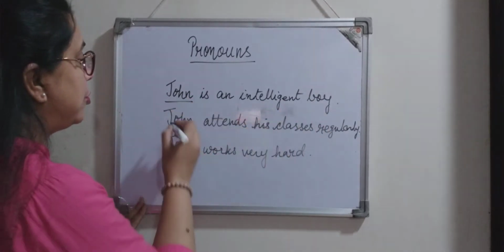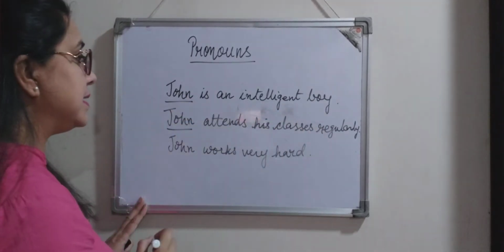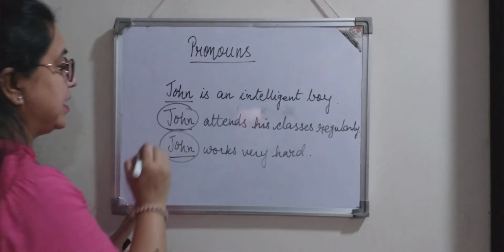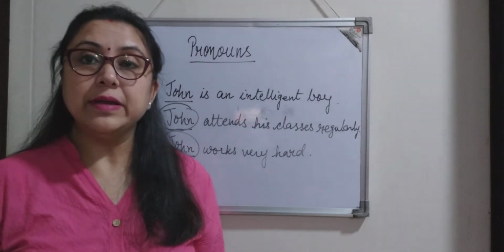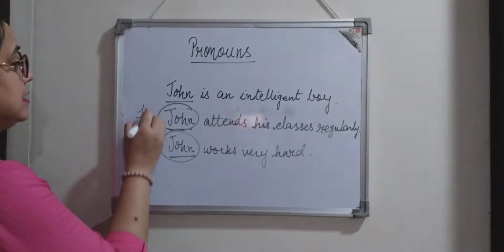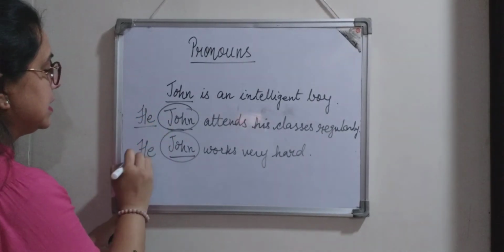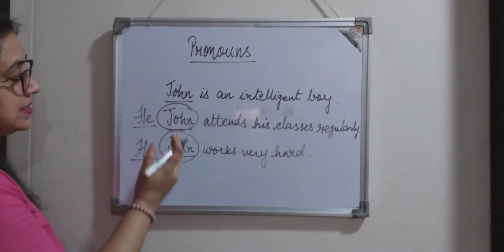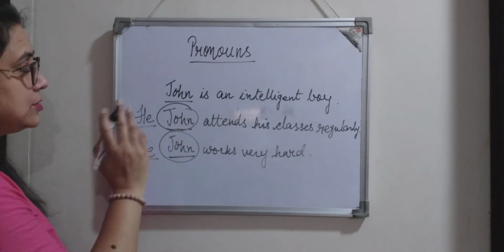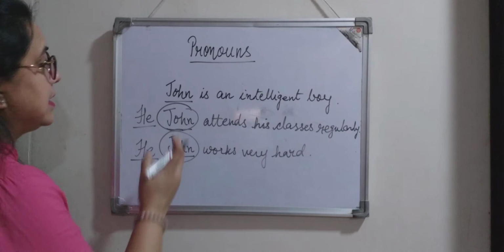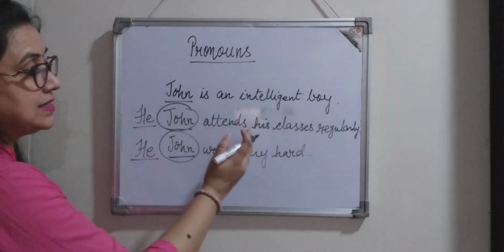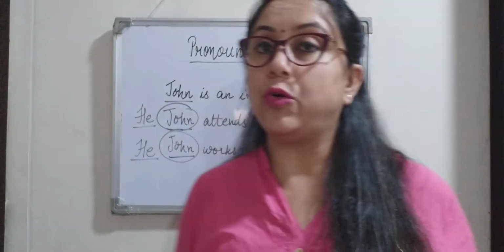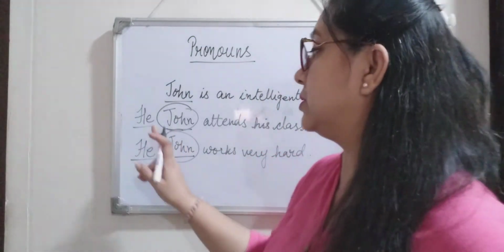John is an intelligent boy. John attends his classes regularly. John works very hard. So instead of repeating John everywhere again and again, it can be replaced by the word he, right? So he is the word which is replacing the noun John. So we can say, John is an intelligent boy, he attends his classes regularly, he works very hard. So instead of repeating John everywhere, we can use the word he.